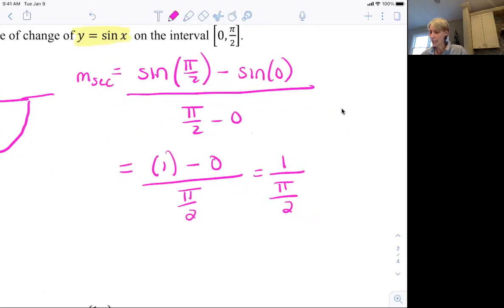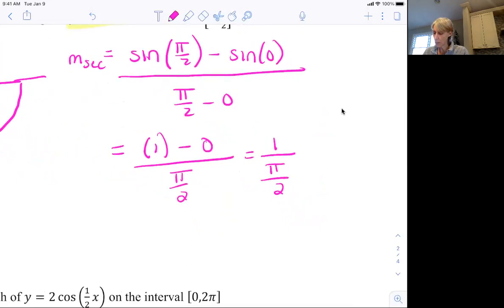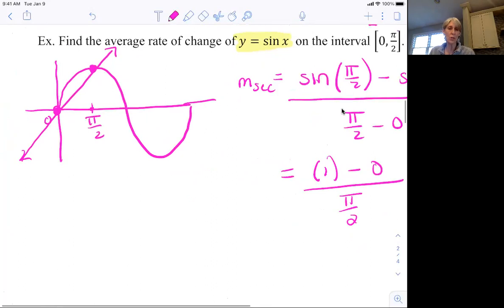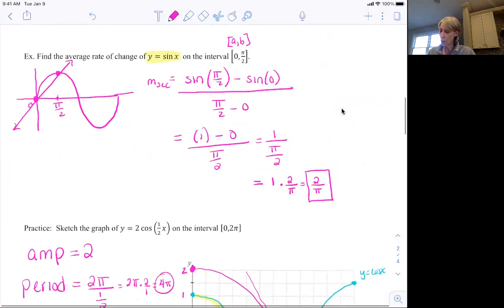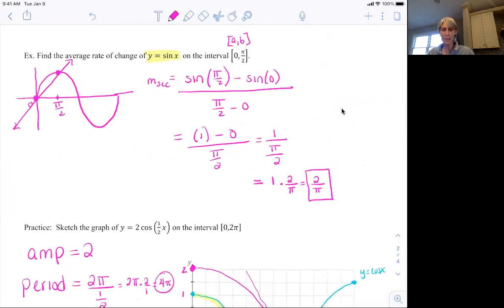And we know when we have a complex fraction like this and we want to simplify it, dividing by a fraction is the same as multiplying by its reciprocal. So the slope of this line is 2 over pi. In other words, it's about 2/3. That's really what's going on there. Okay, and that's it. So this was something new I wanted to talk about today.